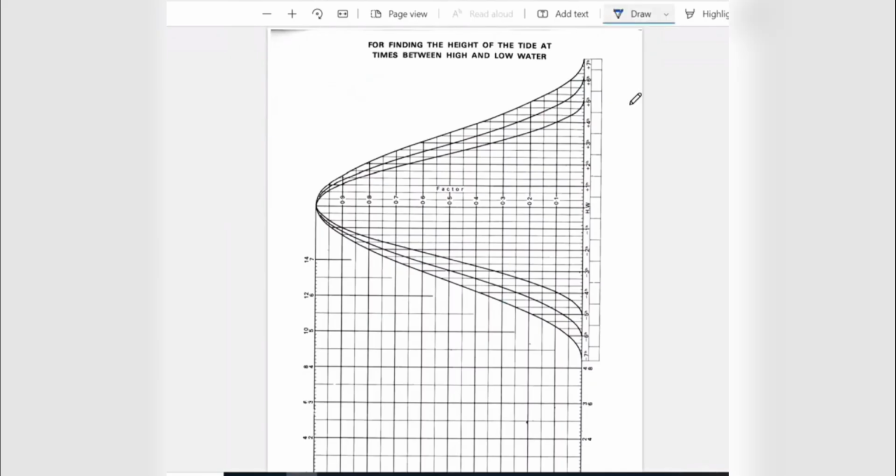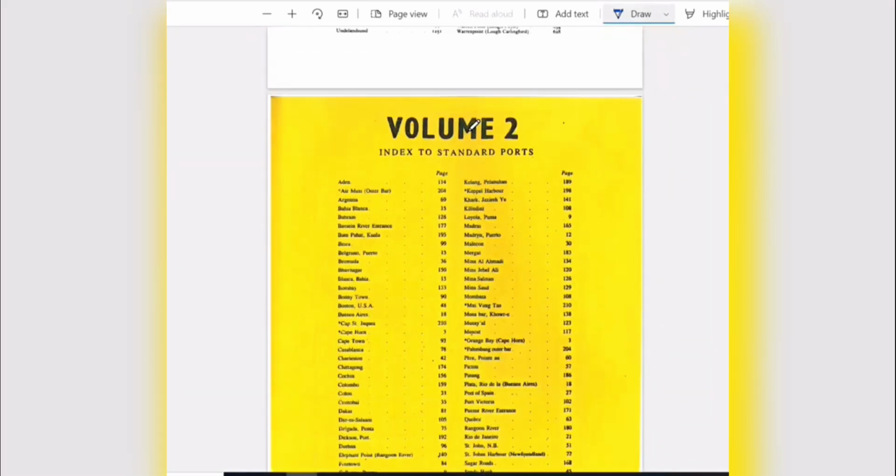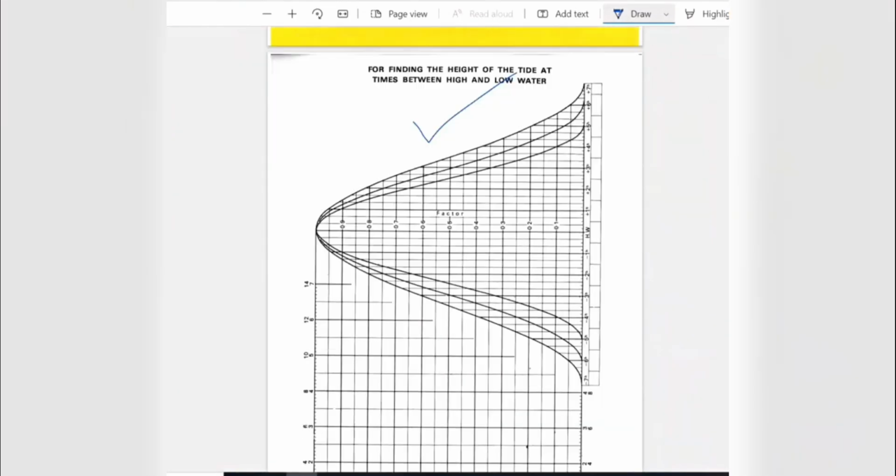Okay, this is the diagram which I had sent to you. This is what we use for tide calculation questions based on volume 2 and volume 3. It is the same for both the volumes. So this is given after the index page of volume 2. If you see volume 3 also, you will find the same diagram.